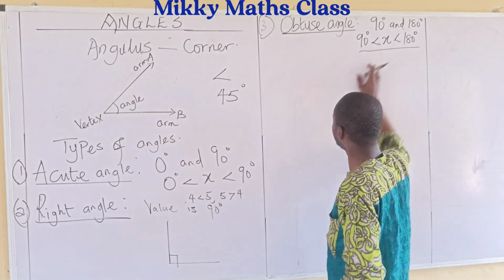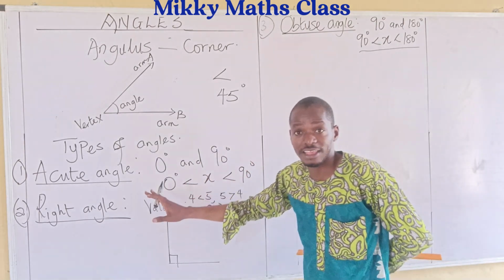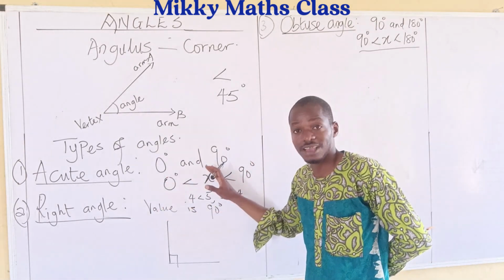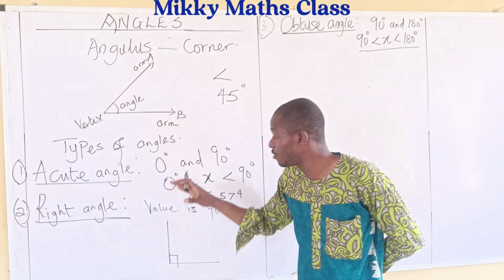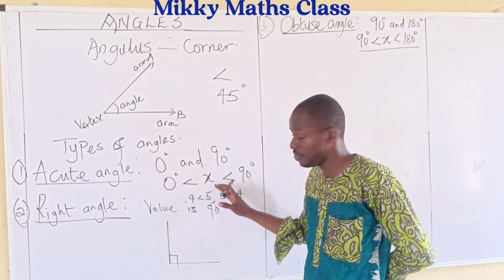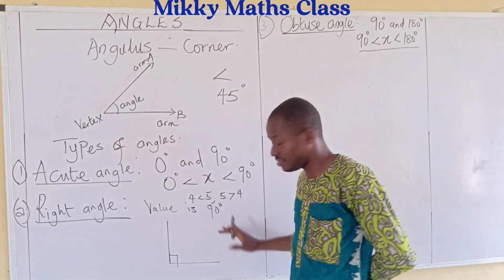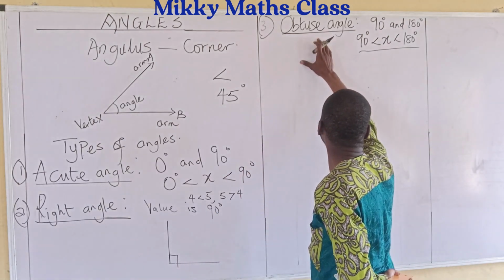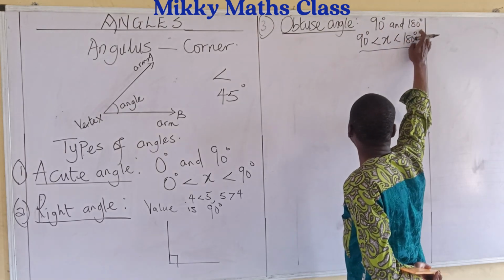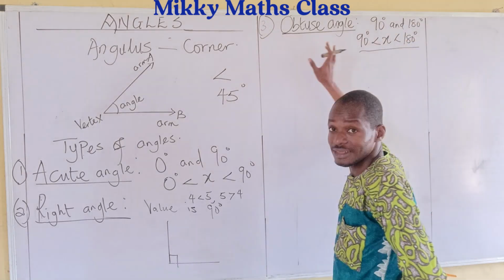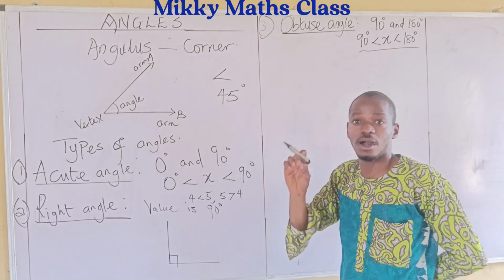So, take note, don't confuse it. Acute angle lies between 0 and 90. That means it is greater than 0 degrees but less than 90 degrees. For a right angle, it is exactly 90 degrees. For an obtuse angle, it lies between 90 degrees and 180. That means it is greater than 90 degrees but less than 180.